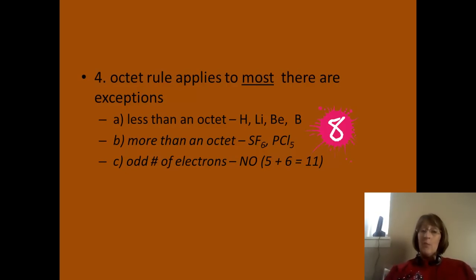Letter B, more than an octet. There are some that are just little psychos in there. You can have sulfur with fluorine 6, so SF6, so there are some strange gray areas. And then you have a few that have odd numbers of electrons to form a compound, and they're just strange. You're not going to have to worry about the oddballs. You have to worry about the basics.